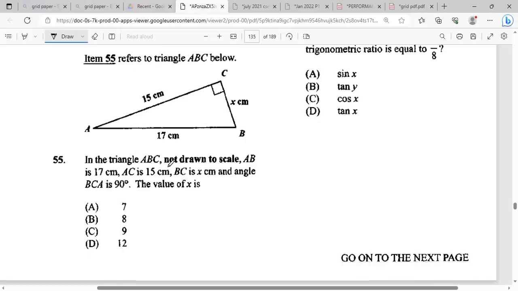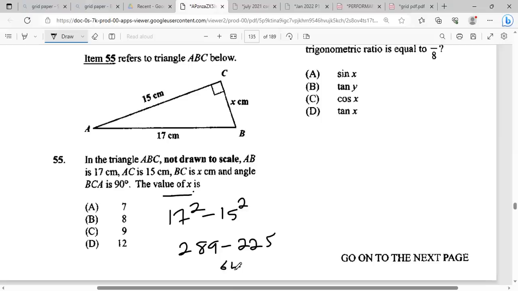In the triangle ABC, not drawn to scale, AB is 17, AC is 15, and BC is X centimeters. The angle BCA is 90. The value of X is, again, Pythagoras theorem. Once it's a right angle triangle and we have any two sides, we can find the third. So we have the hypotenuse, so we subtract. So it's 289 minus 225, which gives us 64. And the square root is 8.